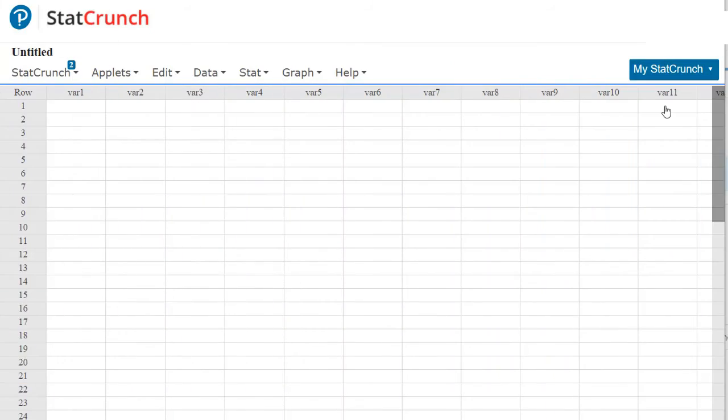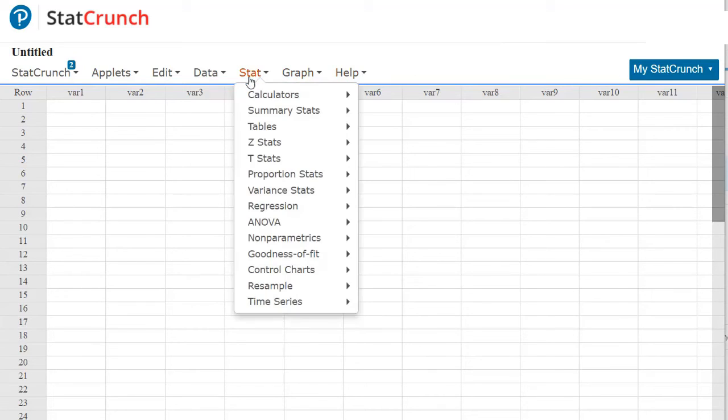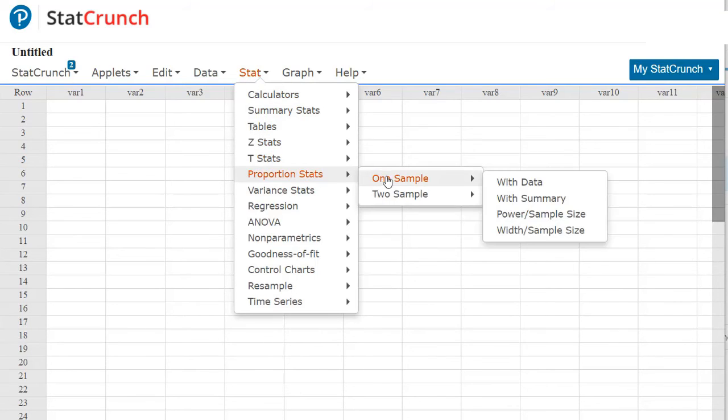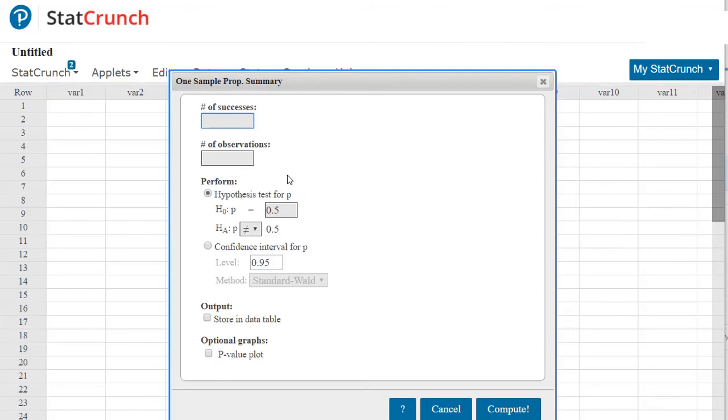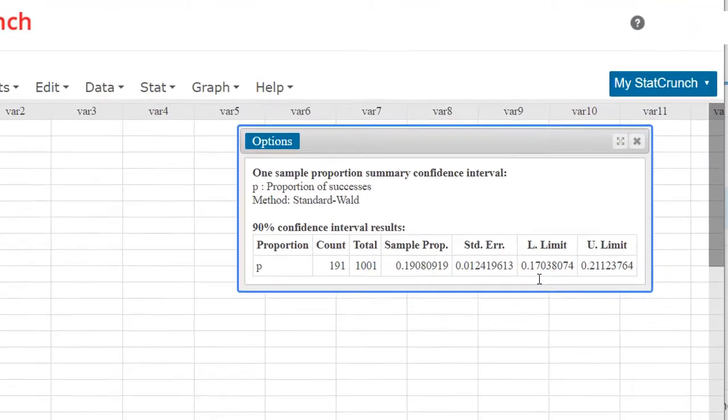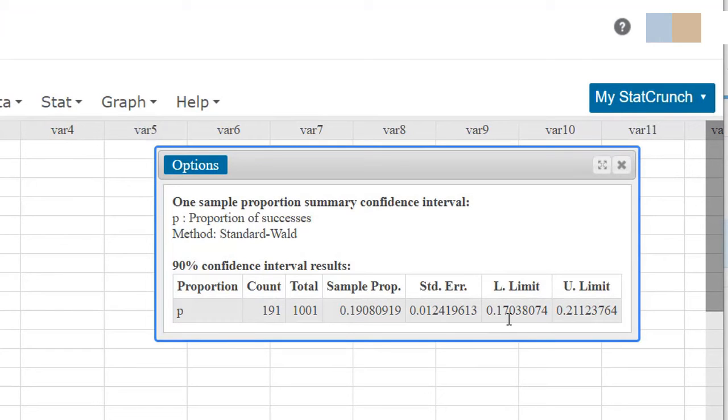In the same way, we could do this in StatCrunch. So if I go back to Stat and Proportion Stats, 1 sample, and in this case, again, we have summary information. So our number of successes is 191. Our number of observations is 1,001. We're doing a confidence interval, and at first we want to do a 90% confidence interval. And so if I compute, we get the 0.1704. That's our lower limit here. 0.2112. Again, the same results that we got by hand and with the calculator.